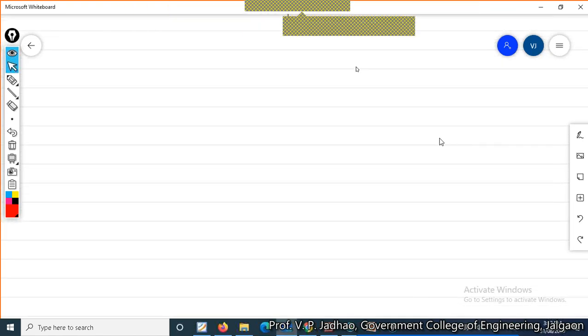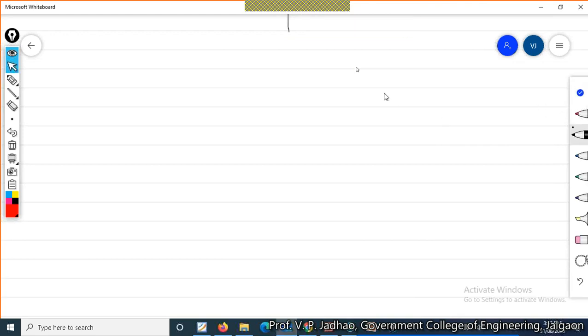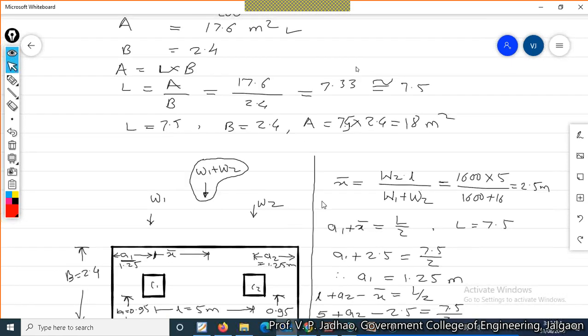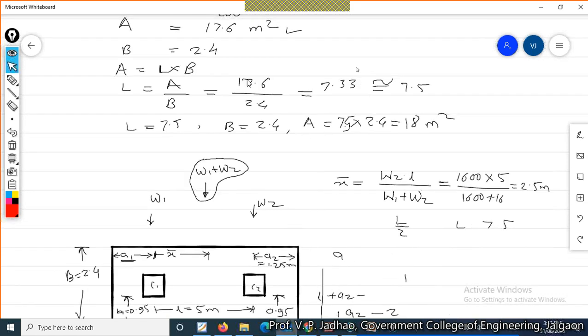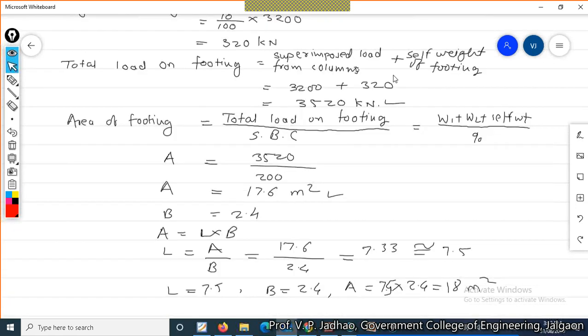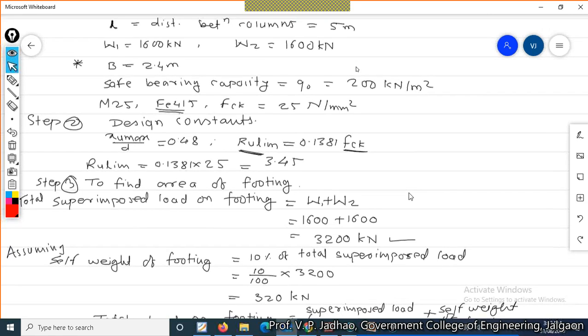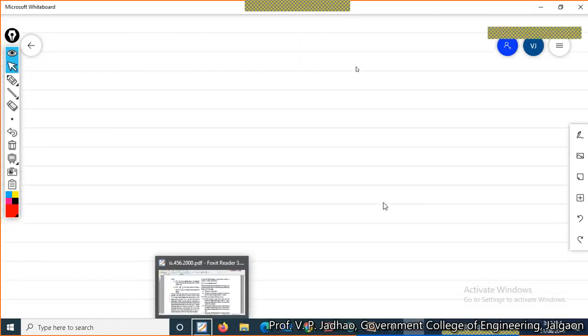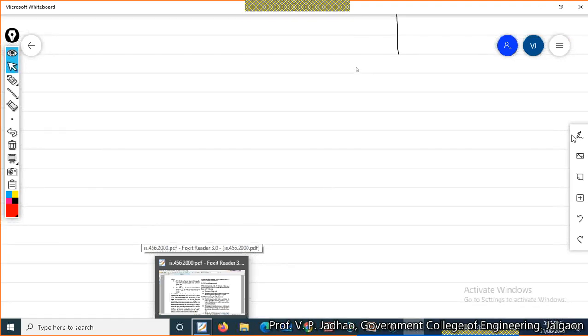Calculate the factored soil pressure on the footing. We have to calculate for the footing. So the next step number is, I think, step number 3. Just a minute, let me check. Step number 3 is done. The next step is step number 4. Now step number 4.